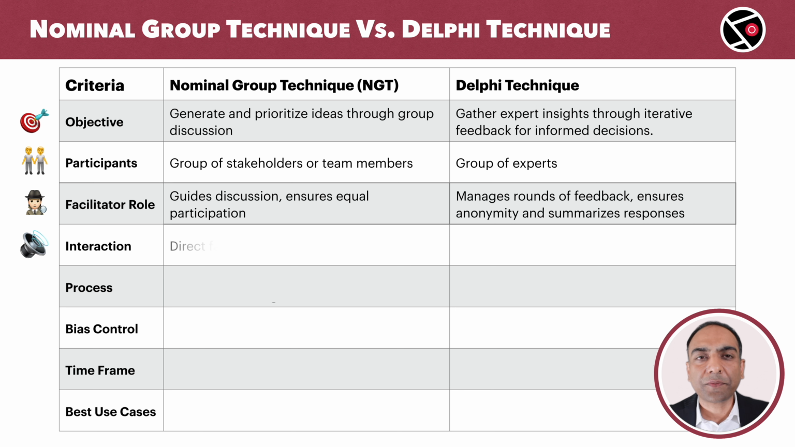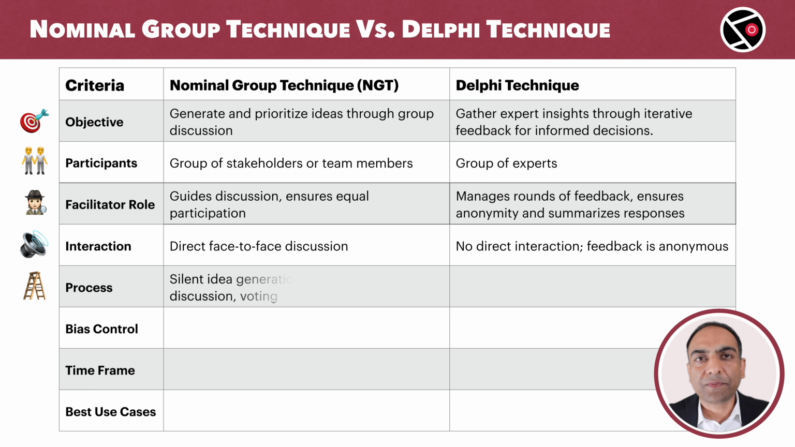Interaction. In NGT, participants interact directly with each other, face to face. In Delphi, there is no direct interaction. Feedback is collected anonymously, which helps avoid bias.